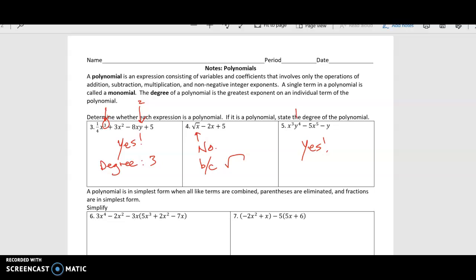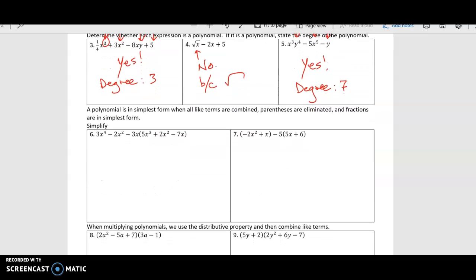Then we're going to add these up. That term's degree is 7. This term is 5. This term is 1. Kind of like we did over here. This one was 3, this one was 2, this one was 2, this one was 0. So the largest degree is 7, so the degree of our polynomial is 7.